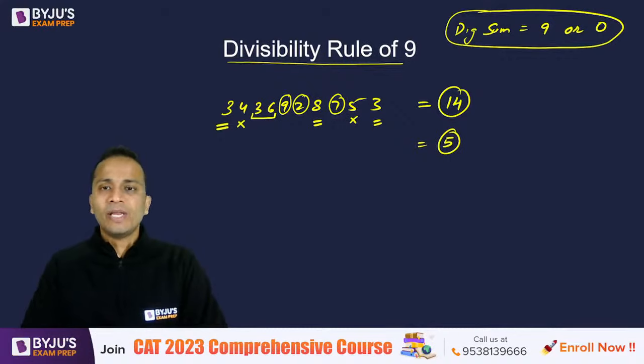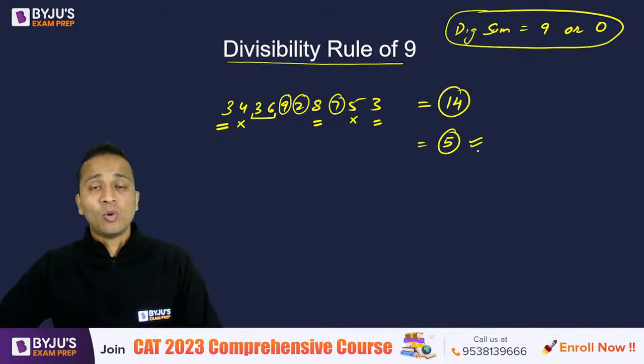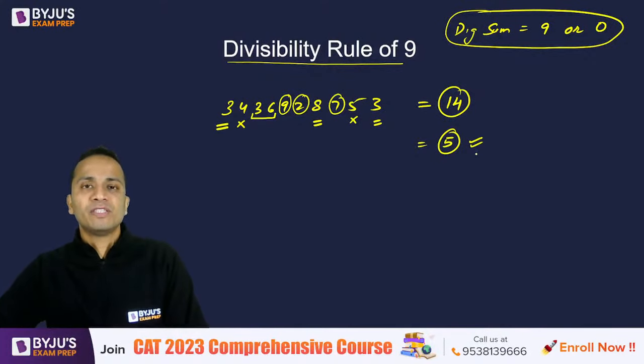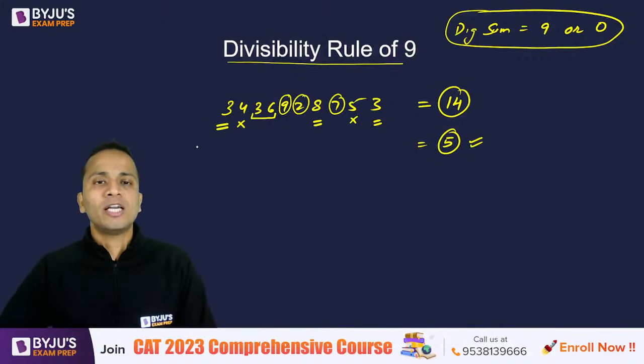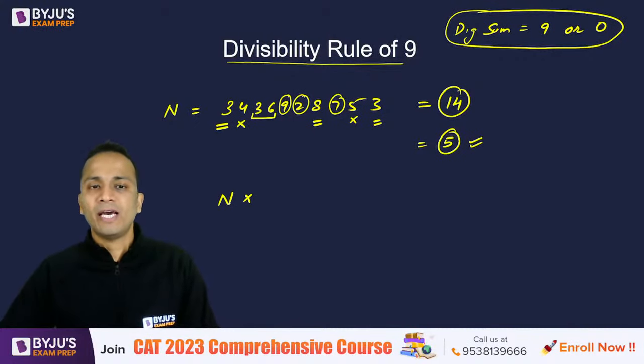All right. So in our case, we have obtained a digital sum of 5. So I can say that since 5, this is the digital sum and this is not equal to either 0 or 9. So this number is not divisible by 9. So let's say this is the number n. So n is not divisible by 9.